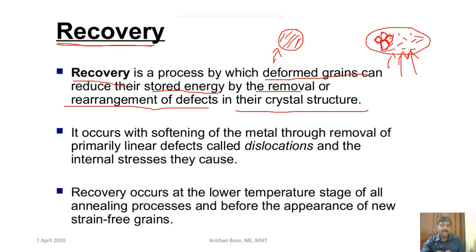Recovery is a kind of rearrangement process of the dislocation structures, but dislocations are still there in a very high amount. The main objective of the recovery process is stress relieving. A lot of internal stress can be relieved because of that. So recovery occurs at the lower temperature stage of all annealing processes, before the appearance of new strain-free grains.